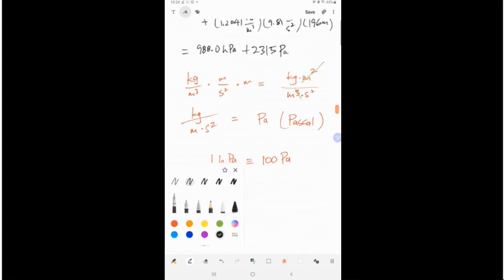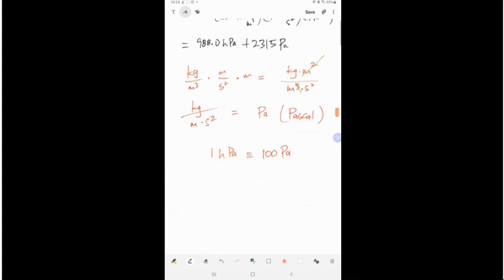All right, so basically what we now need to do, let's just go ahead and rewrite where we're at in our calculation for the mean sea level. We're just going to rewrite what we have above: 988.0 HPA plus 2315 PA, and then we're going to multiply this second term here by there is 1 hectopascal for every 100 pascals.